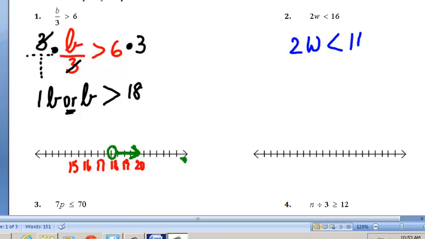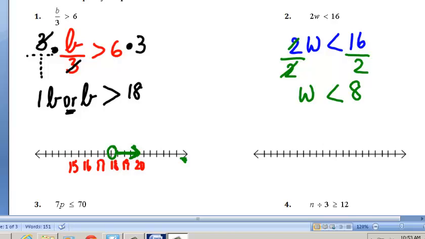2w is less than 16. What's happening between the 2 and the w? Good, multiplication. So undo by dividing 2 on both sides. 2 in the numerator, 2 in the denominator gives you a w, or 1w. It's the same. Is less than 8. So w is less than 8.